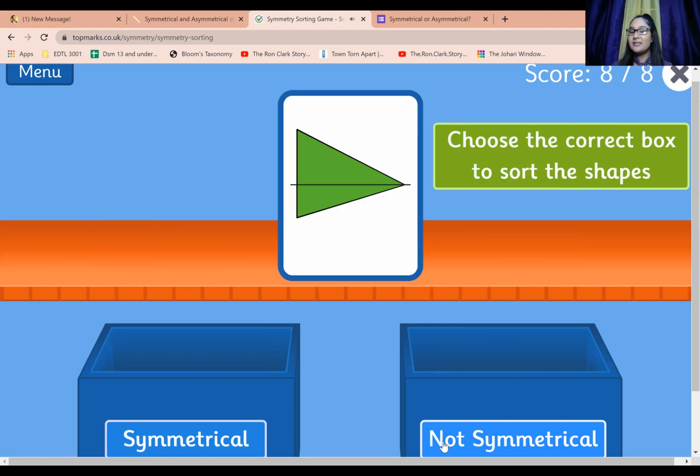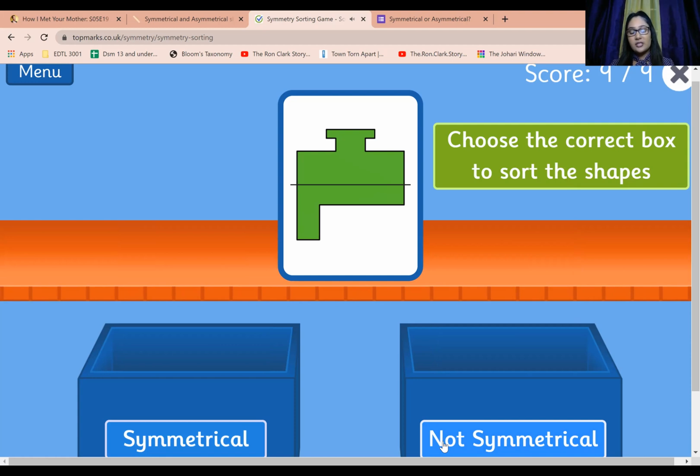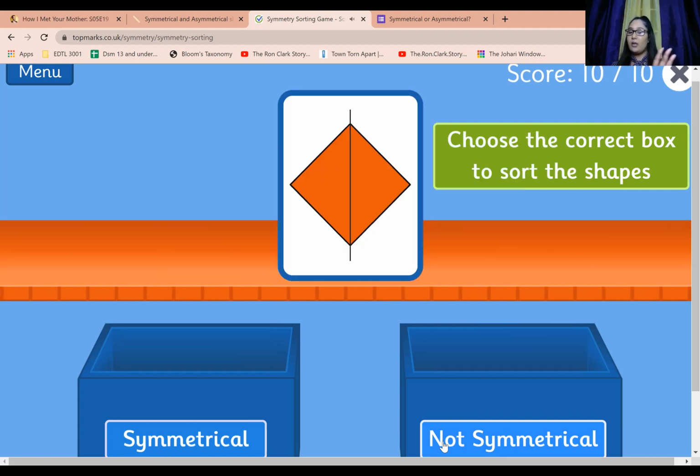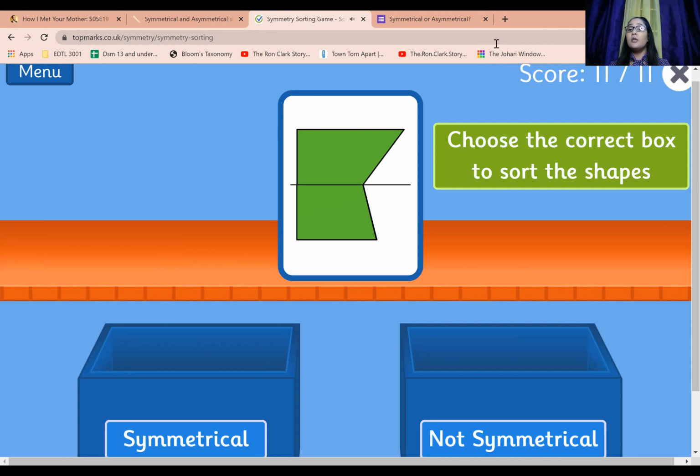The same shape from last time. What do you all think? Asymmetrical. Very good. What kind of shape is this? Right, asymmetrical. And this one is our last one. We're going to stop after this. Symmetrical, why? Right, because the line of symmetry is dividing it into two equal parts. Very good. Nice. You all are doing pretty well.